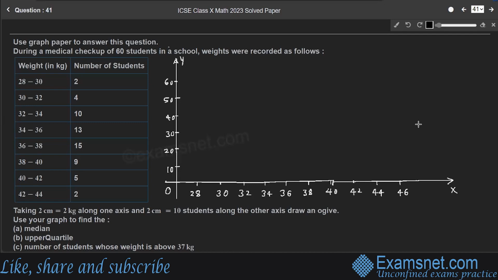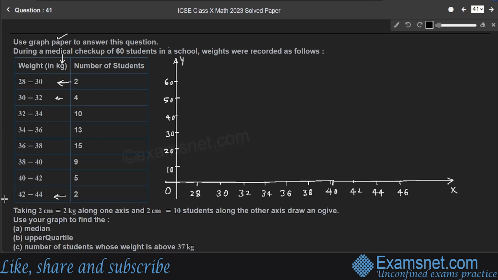Question 41. Use graph paper to answer this question. During a medical checkup of 60 students in a school, weights were recorded as follows. Weight ranges are given: 28 to 30 kg, where two students' weight is in that range, whereas 4 students' weight range is 30 to 35, and so on up to 42 to 44 kg. The number of students who weigh in a particular range is given, and the number of students is considered as the frequency of that range.